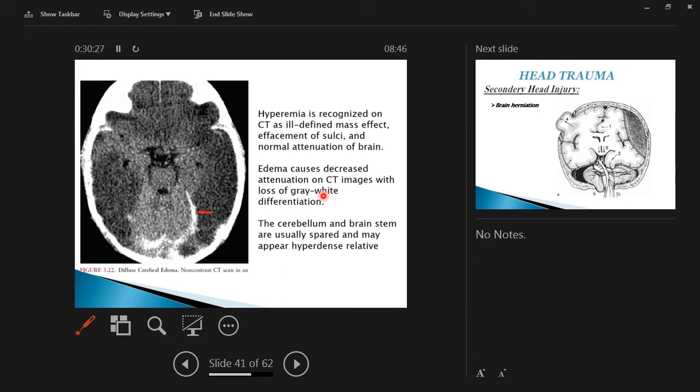Edema causes decreased attenuation on CT image with loss of gray-white matter differentiation, as we see in this picture. There is low attenuation of the brain tissue. While in edema, it causes decreased attenuation on CT image with loss of the gray-white matter differentiation. The cerebellum and the brain stem are usually spared and may appear hyperdense relative to the low attenuation brain tissue, as in this picture.